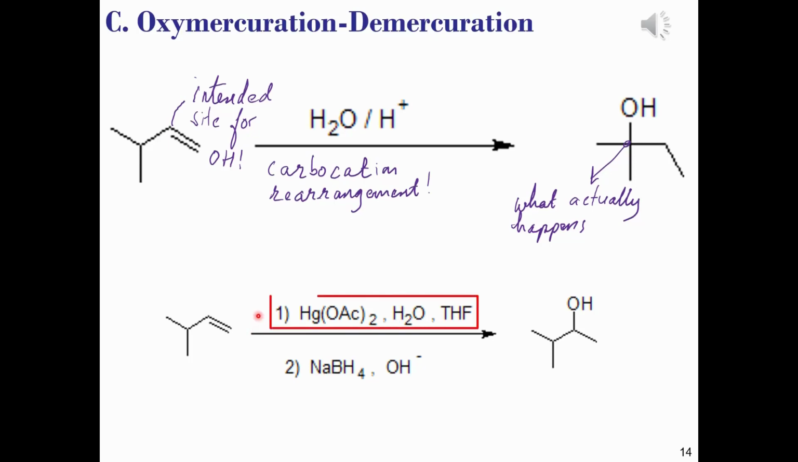The first step is known as the oxymercuration part, and the second step is just the demercuration part. Now, this will proceed to give us the Markovnikov product that we intended. Let's look at the mechanism for the first half of this reaction.